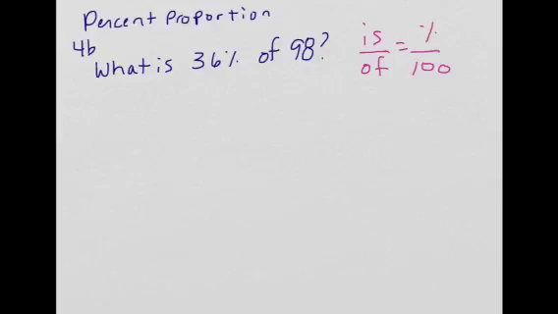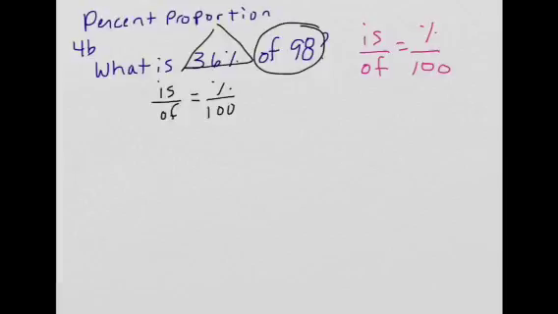20.69%. All right, we're going to do percent proportion again. So we're going to go ahead and write our formula: is over of is equal to percent over 100. 36 is my percent, my of or my total number is 98, and the part that I'm looking for, my is, I don't know, so that's going to be X.